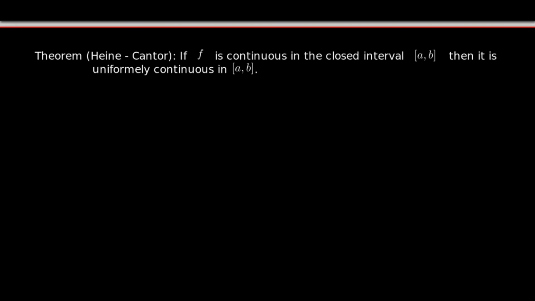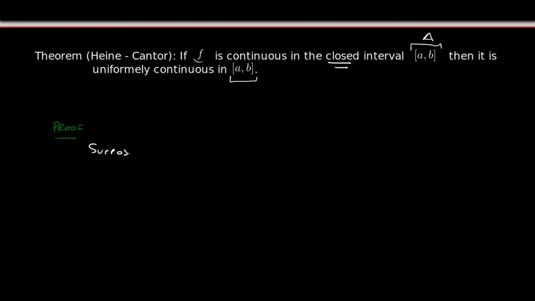So let's finish now the video with a very, very important theorem. It's called the Heine-Cantor theorem, and it says that if a function f is continuous in the closed interval [a, b], then the function is uniformly continuous in the whole interval. Let's go ahead and prove it. And we're gonna do a proof by contradiction.